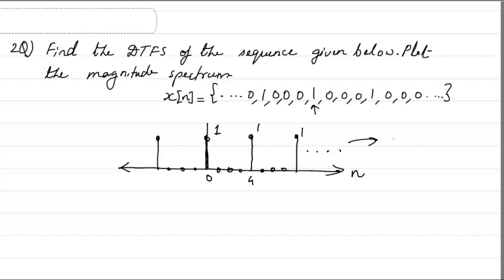This kind of sequence is called a train of impulse. Okay, generally a train of impulse does not have zero value in between, but I'm just saying, it just looks like a train of impulse.